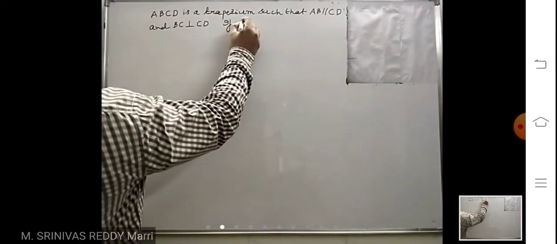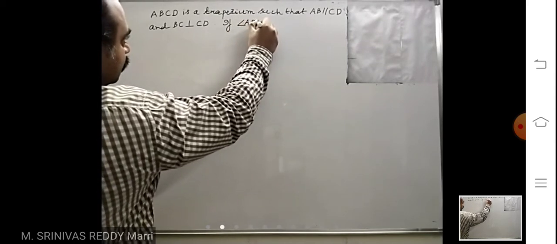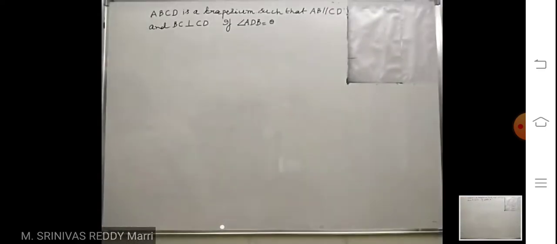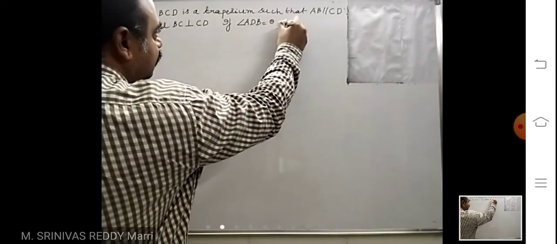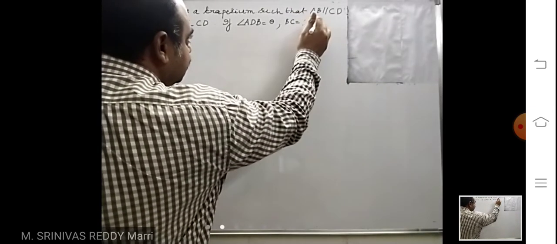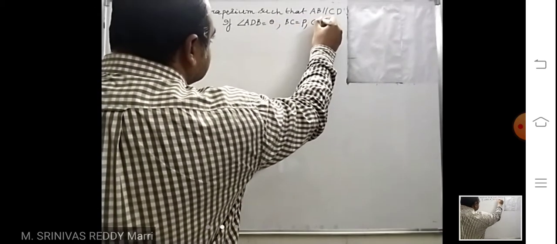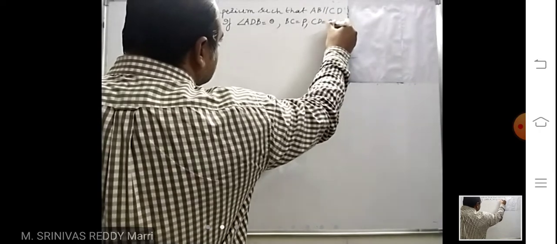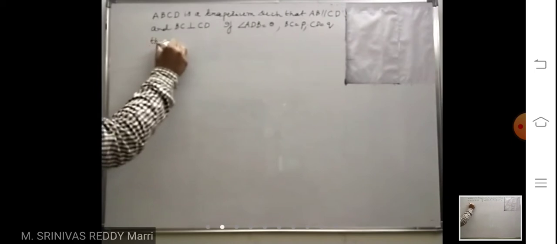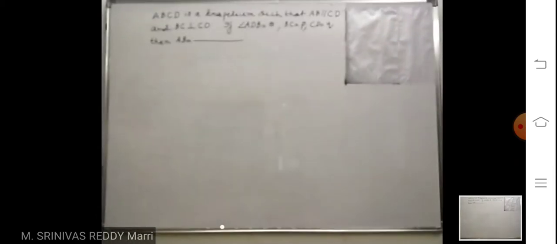If given angle ADB equal to theta, BC equal to length given as P, CD equal to Q. Then length AB equals dash. This is the problem.